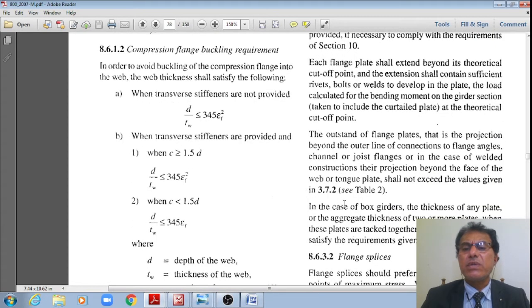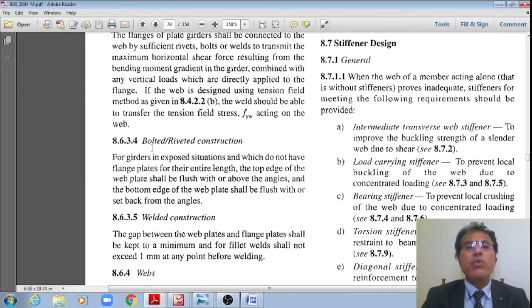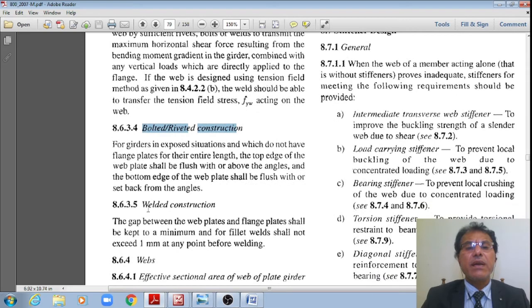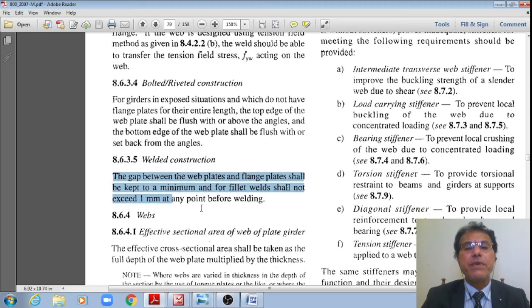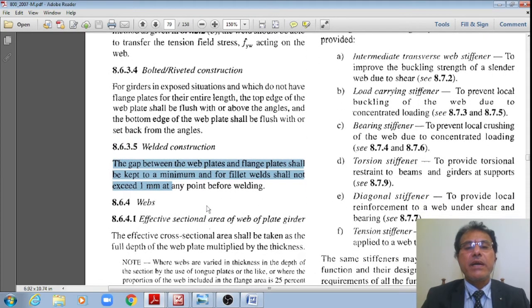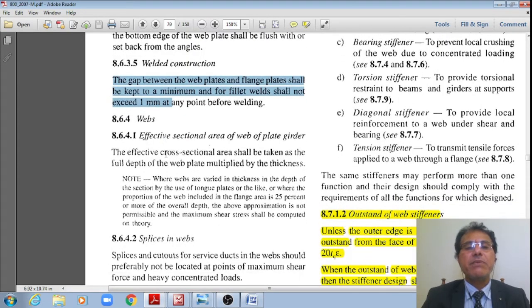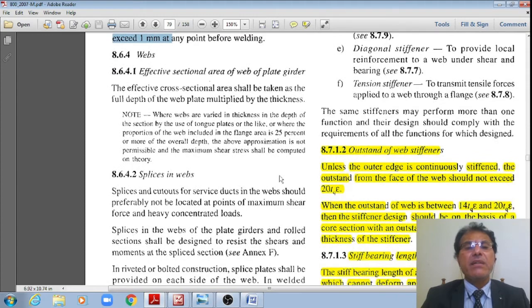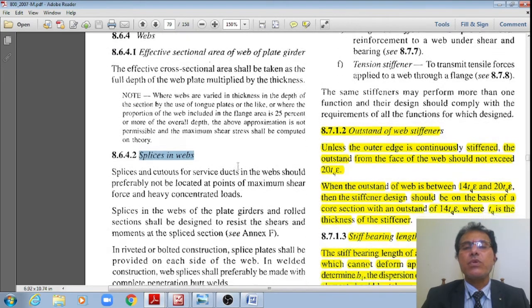And coming to the sectional properties and flanges, I will not go through this, just go through it yourself. And flange splices, and how the bolted or riveted connection and the welded connection should be done. The code says that a gap of at least 1 mm should be left between the ends of the fillet welds between the flange and web before welding. And the other specifications of the splices in the webs, you just go through, students.